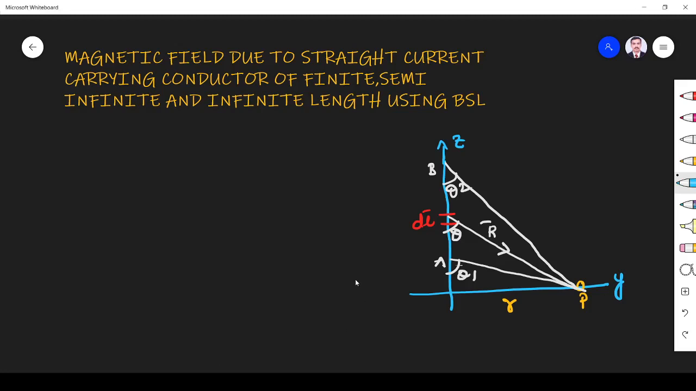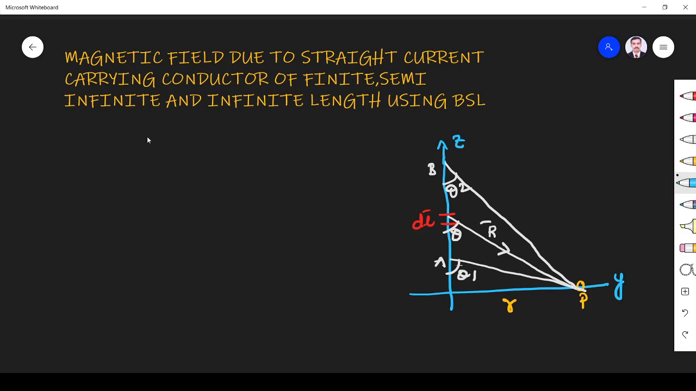Hi students, welcome to the session on finding the magnetic field due to a straight current carrying conductor of finite, semi-infinite and infinite length using the Biot-Savart law. When current flows through a conductor, which may be of finite, infinite or semi-infinite length, what is the magnetic field produced? That's what we are going to find.